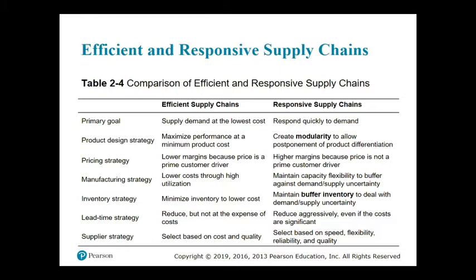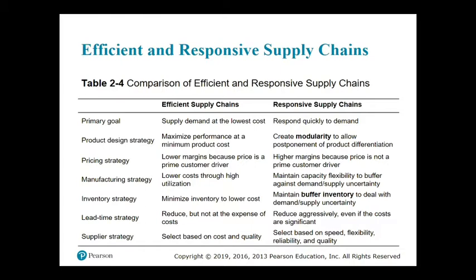And then for the manufacturing strategy, in terms of capacity utilization, for efficient supply chain, in order to reduce cost, we would like to utilize the production capacity as much as possible. So you will usually observe very high utilization. Whereas in responsive supply chains, because we want to respond quickly to changes and fluctuations in demand, we need to set aside some capacity. So utilization is not as high. And then inventory strategy, there's much more of a need to use buffer inventory in responsive supply chains versus efficient supply chains.